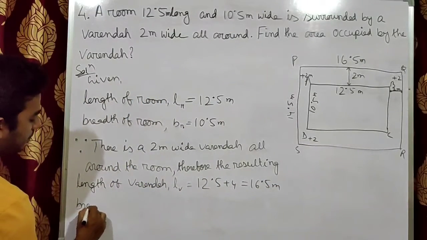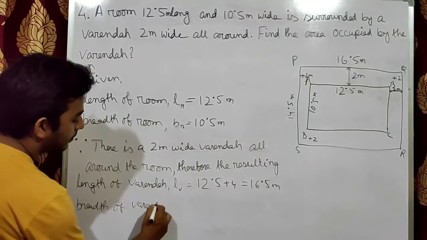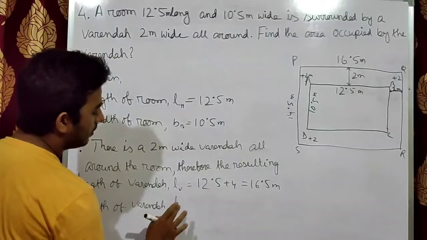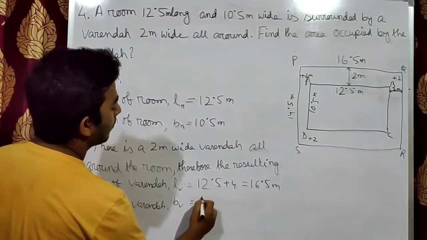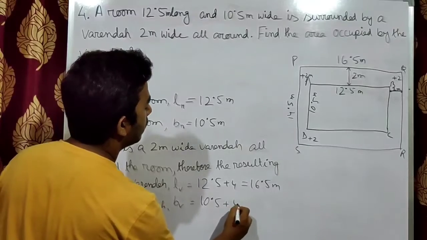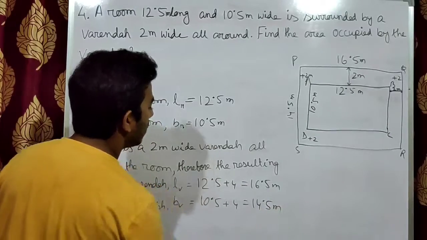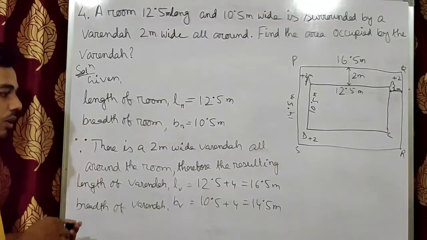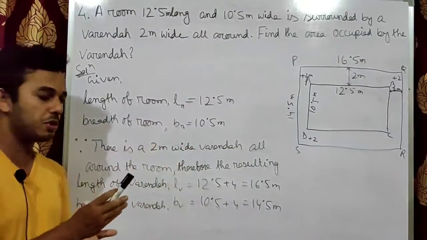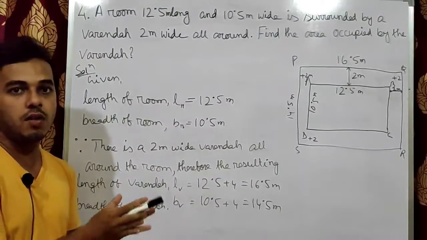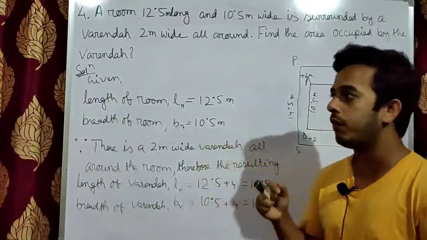Then breadth of Bharanda, BV, is 10.5 plus 4 equals 14.5 meter. After this, clear, till now we have just found out the length and the breadth of the room in question. Now we have found out length and breadth of the Bharanda from the figure. So now let's move to our next part, that we have to find out area of both the figures, right?